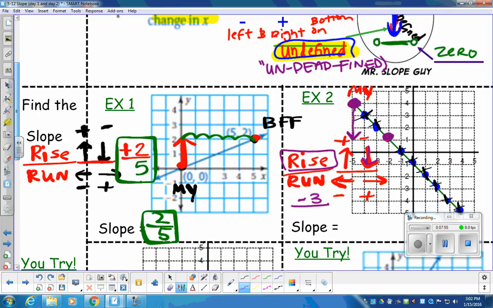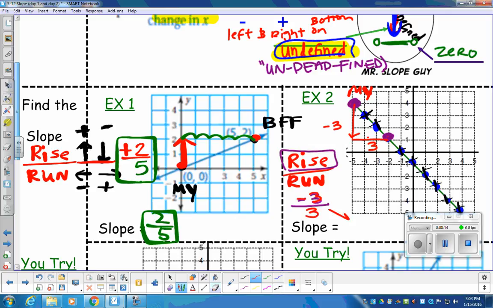I'm going to get off the elevator. I'm going to have to erase this stuff because it's in the way, so I'm going to erase this stuff here. I'm going to go down 1, 2, 3. I'm going to get off the elevator and I'm going to run 1, 2, 3. So I went down 3 for my rise, get off the elevator, run 3.